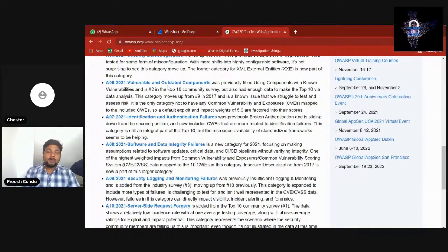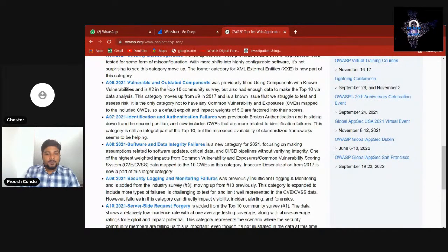It has one of the highest weighted impacts from the Common Vulnerabilities and Exposures and the Common Vulnerability Scoring System, that is CVEs and CVSS, and the data maps to 10 CWEs, or Common Weakness Enumerations, in this category. Insecure deserialization from 2017 is now a part of a larger category in the 2021 OWASP top 10 list. In 2021, the ninth position has been taken by security logging and monitoring failures.